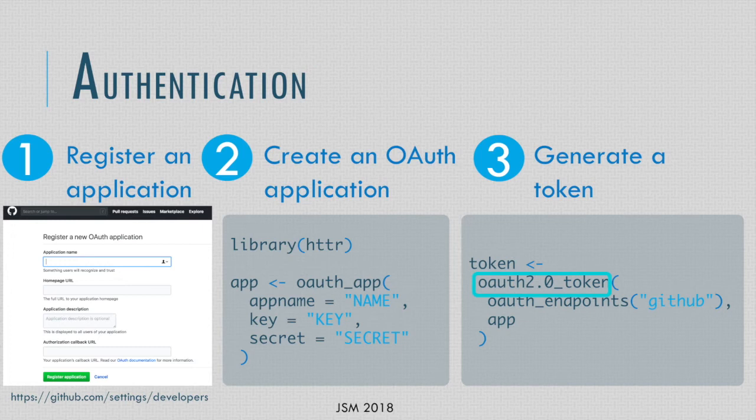You probably notice here that I'm using oauth2.0_token, which implies that there is likely a 1.0 token as well, and indeed there is. It turns out that 2.0 is used for a lot of APIs, so Google, Facebook, GitHub, they all use 2.0. But there are some that still use 1.0. For example, Twitter uses OAuth 1.0.